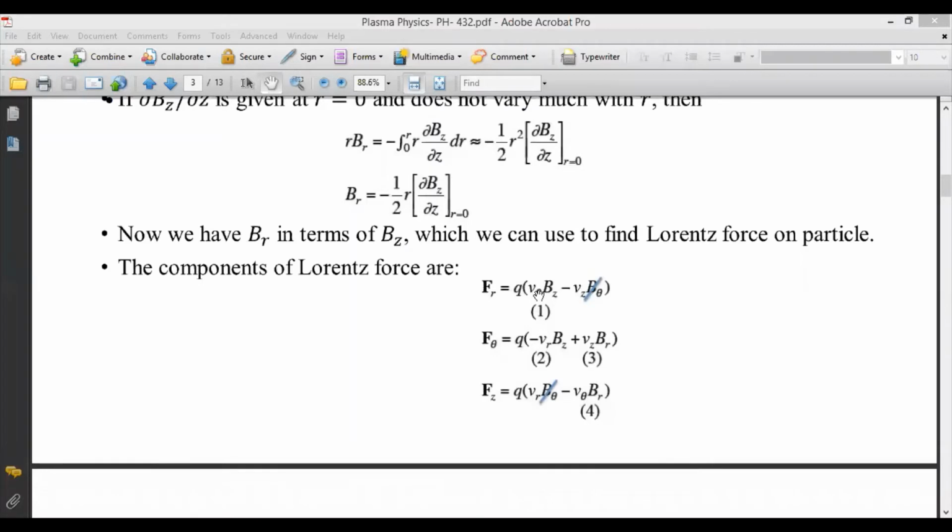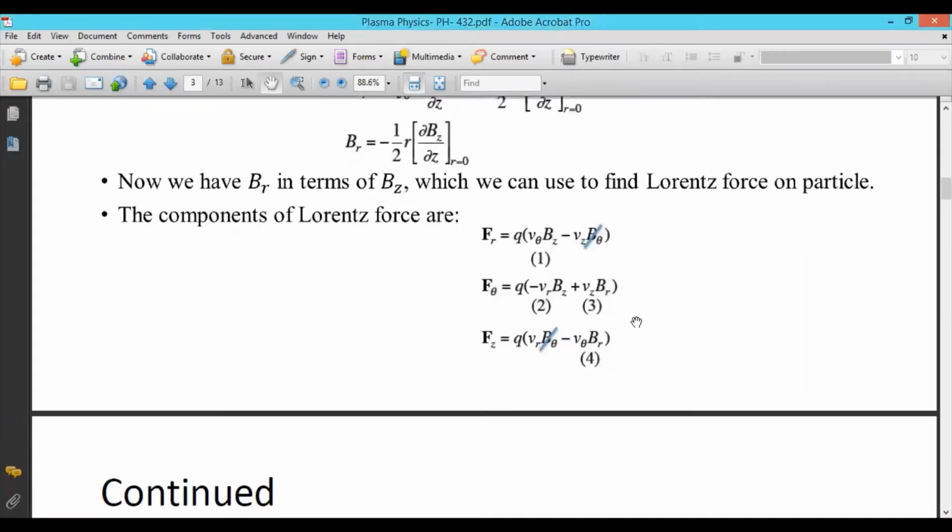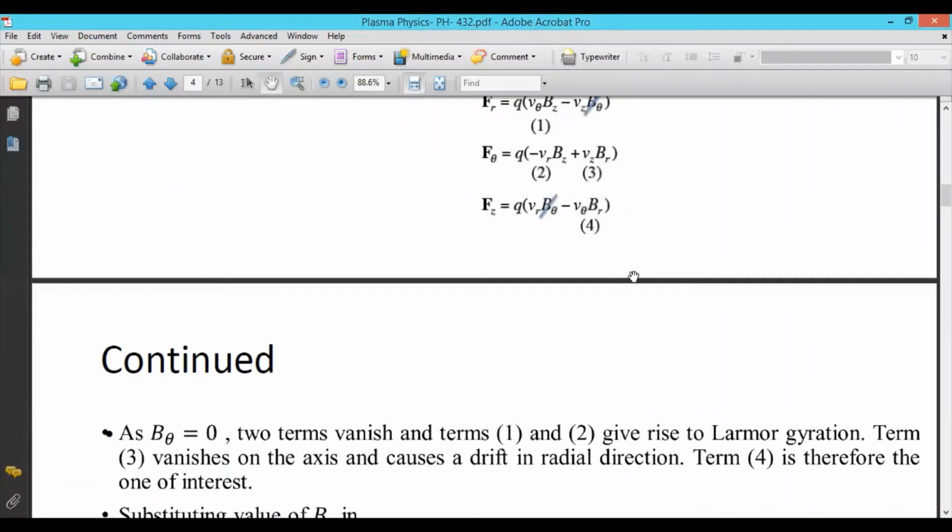Our first term and our second term just give the gyration of the particles along B z, and the third term is v z B of r. This vanishes on the axis and causes a drift in the radial direction. Our fourth term, that is v theta B of r, this is of interest.